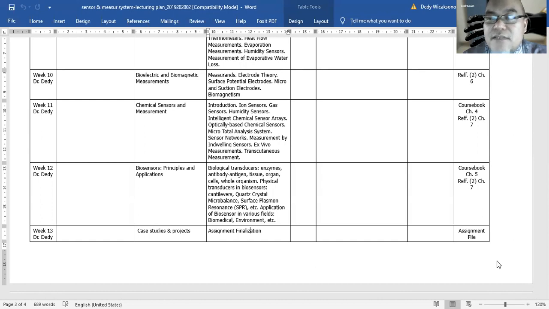Then optically based chemical sensors. Then we will study micro total analysis systems, where we include microfluidics and the processing of the sample inside the sensor itself. Then sensor networks, where different sensors from different places are connected through electronic or computer networks, and the information can be processed simultaneously. Measurement by indwelling sensors, measurement outside the body, and transcutaneous measurement at the subsurface of the skin.